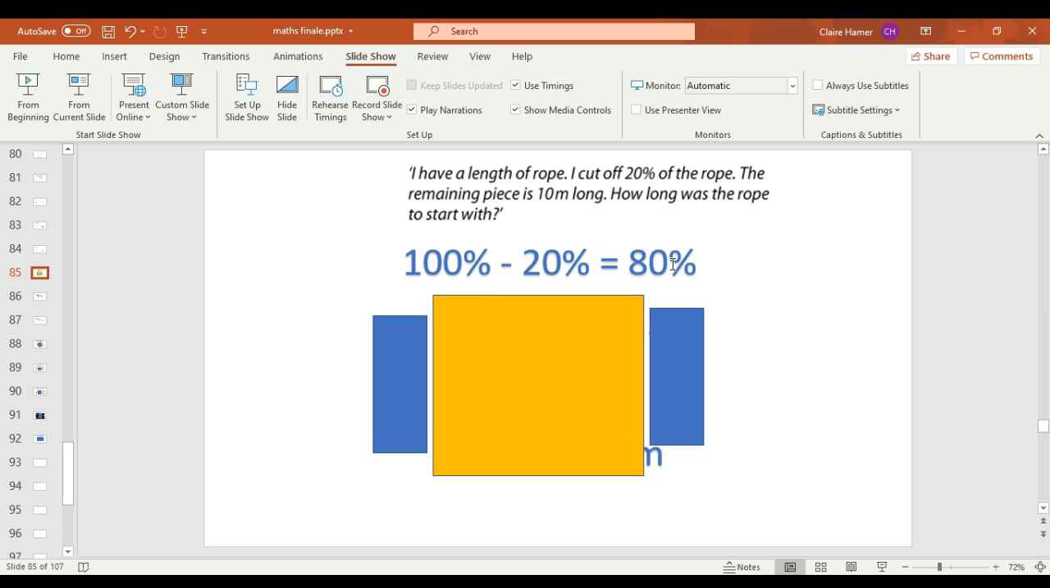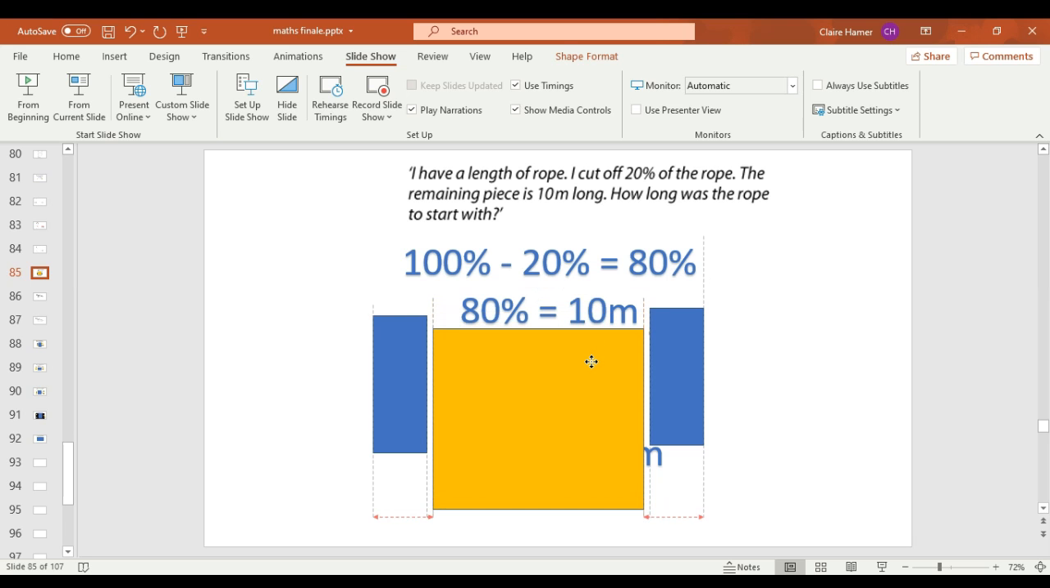So if we know that 80% is equal to 10 meters, you need to use that fact to get back to the magic 100, because 100% means whole. So I suggest you do some division first and then multiplication. So scale down and then scale up. Pause the video, record your workings clearly on your piece of paper.